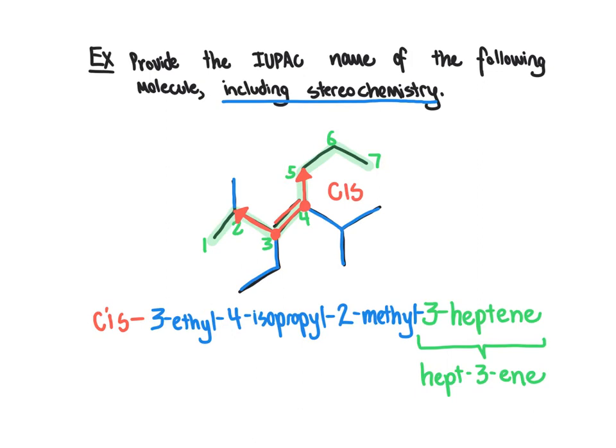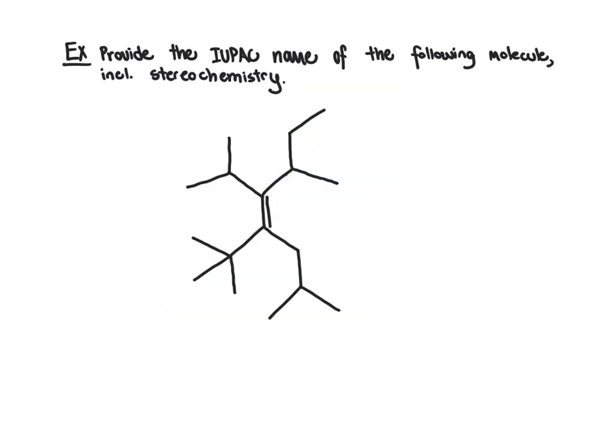So let's do one more example to make sure that we have the hang of this designation of molecules as cis or trans. I'm going to go ahead and put up an example problem. I encourage you to hit pause, try to work through it on your own, and then hit play to see if you got the right answer. So here we're tasked with another question. We're asked to provide the IUPAC name of the molecule, including the stereochemistry.